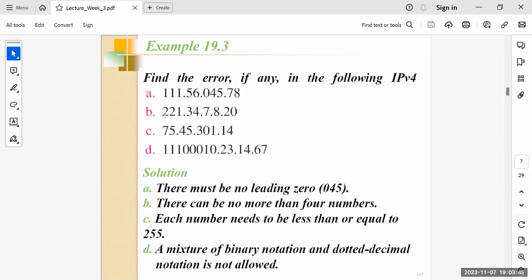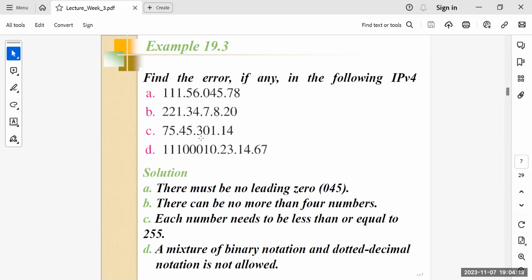Next, part B, 221.34.7.8.20. So you can see that there are 1, 2, 3, 4, 5 numbers. So 5 numbers obviously are more than 32 bits because each number corresponds to 1 byte, that is 8 bits. So here you can see that there are a total of 5 numbers. You cannot have more than 4 numbers. So this address is invalid.